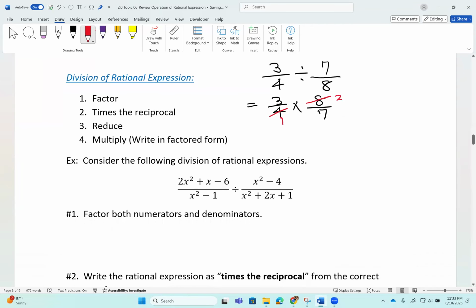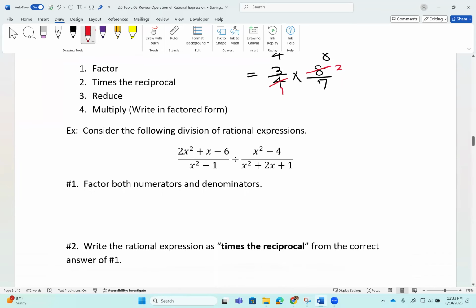Same thing here. I cannot reduce until I write my problem as times the reciprocal. So here, simply let's factor the top and bottom first. 2x squared plus x minus 6. All right, no greatest common factor. So the factors that will factor my first term, 2x squared, have to be 1x and 2x. All right, 6 on the back. 6 is 2 times 3.